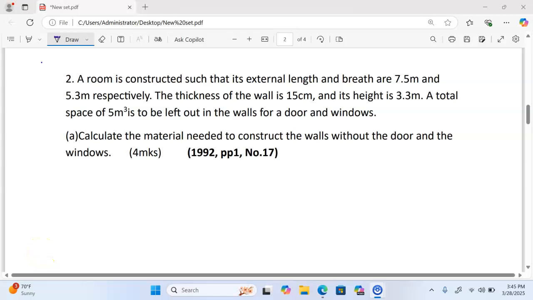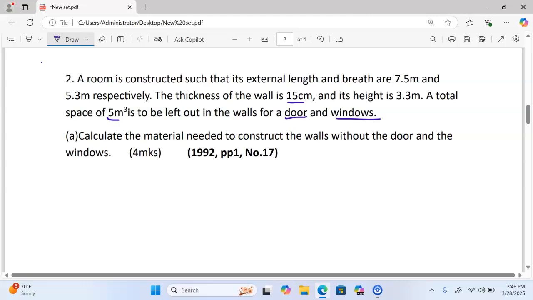This is KCSE 1992 paper 1, number 17, and the question we have reads: a room is constructed such that its external length and breadth are 7.5 meters and 5.3 meters respectively. The thickness of the wall is 15 centimeters and its height is 3.3 meters. A total space of 5 meter cubic is to be left out in the walls for the floor and the doors and the windows. Calculate the material needed to construct the walls without the door and the windows.